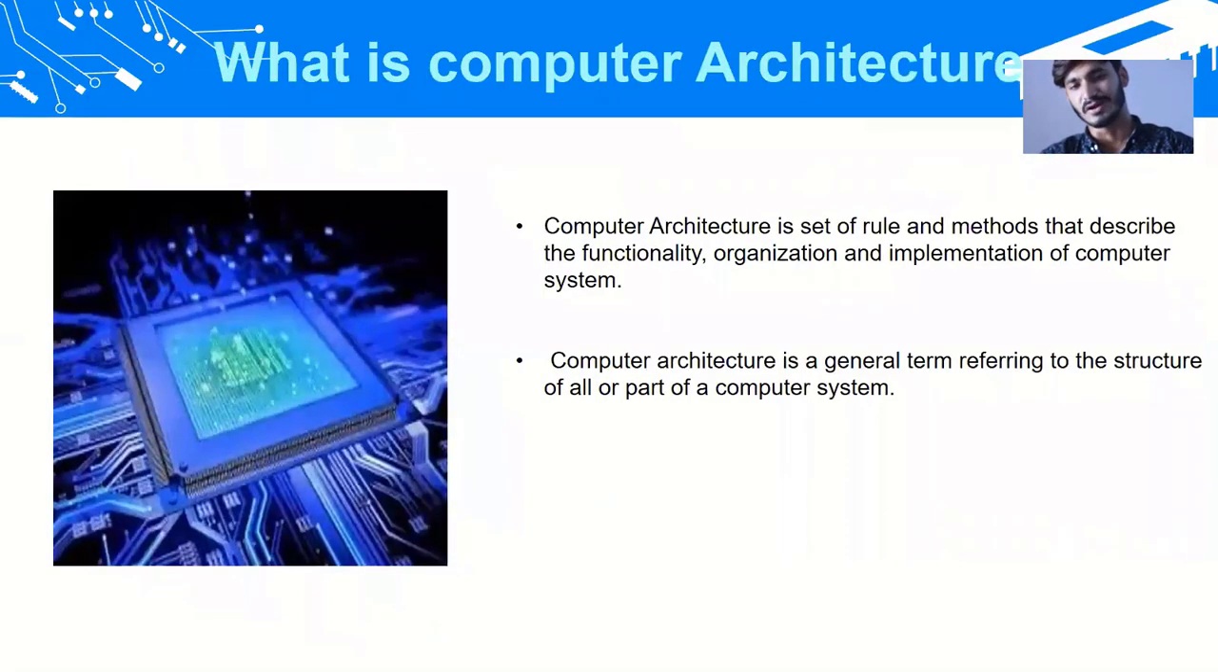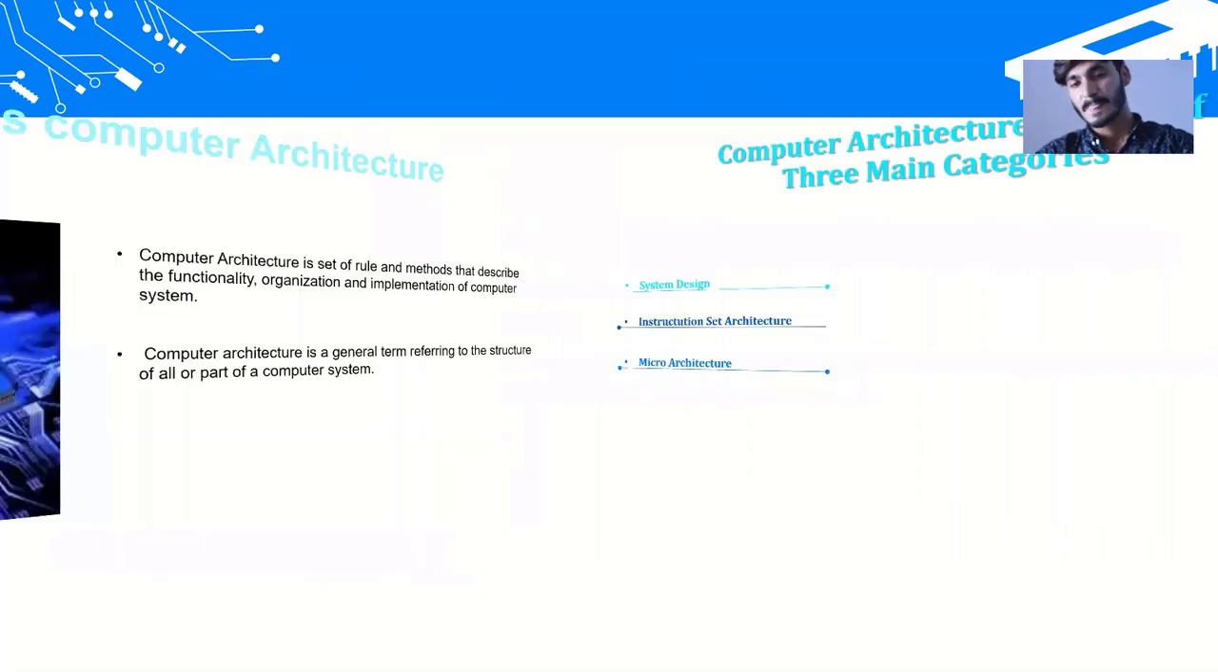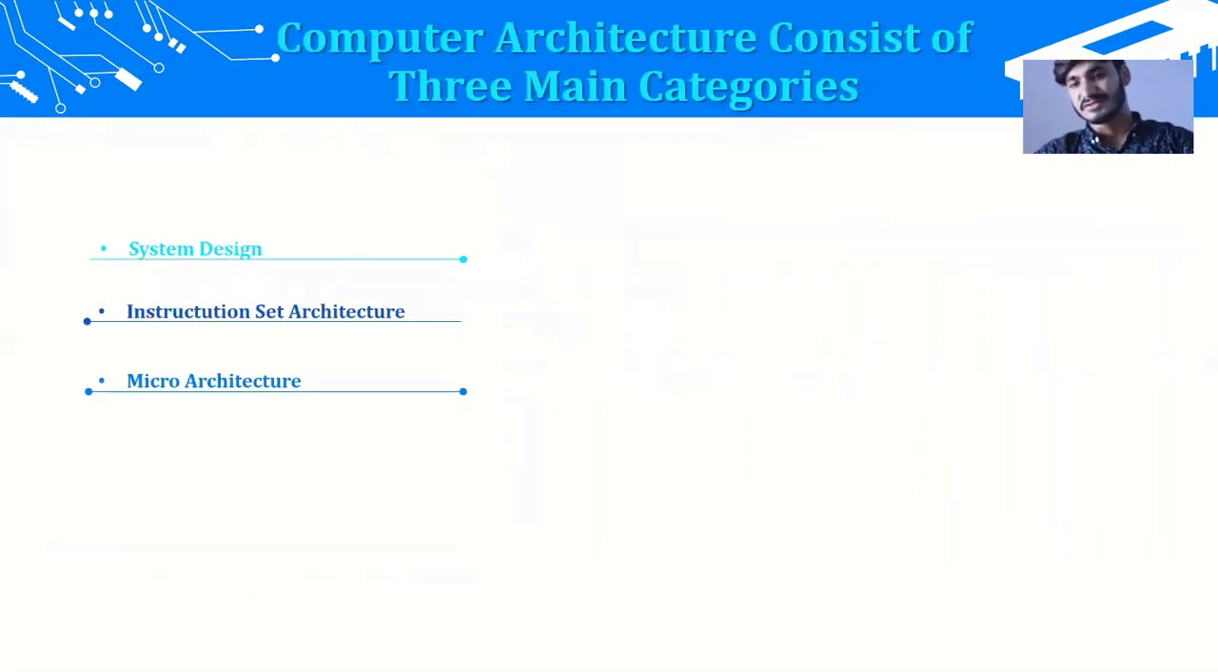What is computer architecture? Computer architecture is a set of rules and methods that describe the functionality, organization, and implementation of computer systems. Computer architecture is a general term referring to the structure of all parts of a computer system. Computer architecture consists of three main categories: system design, instruction set architecture, and microarchitecture.